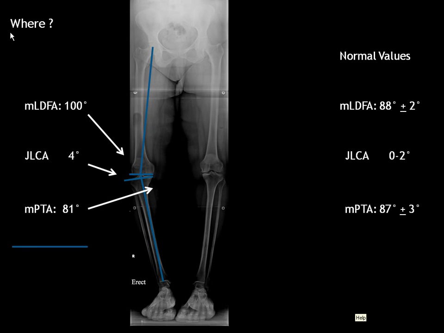Now, you may decide, in a lesser degree, if you have more than one deformity, to correct them at one site. But with such a high degree of angulation, you'll be causing problems. And therefore, this patient needs a high tibial osteotomy and a supracondylar femoral osteotomy at the same time.